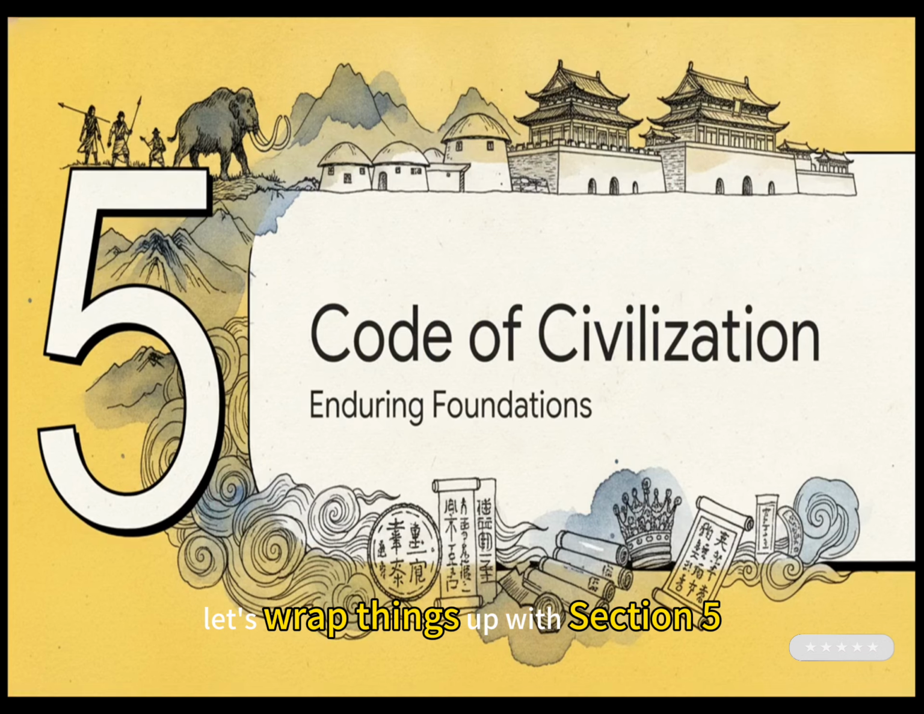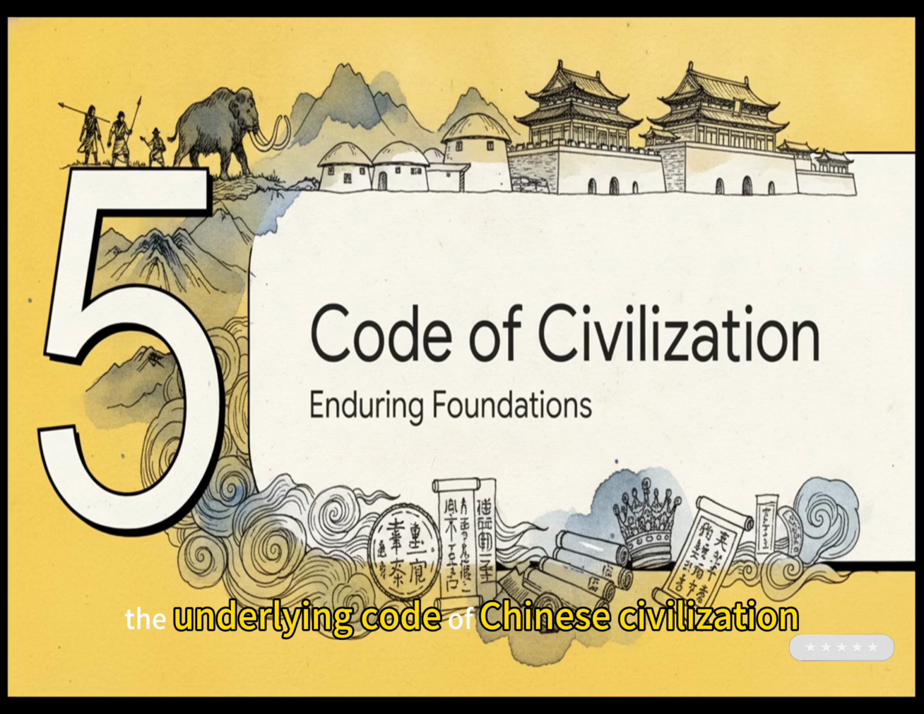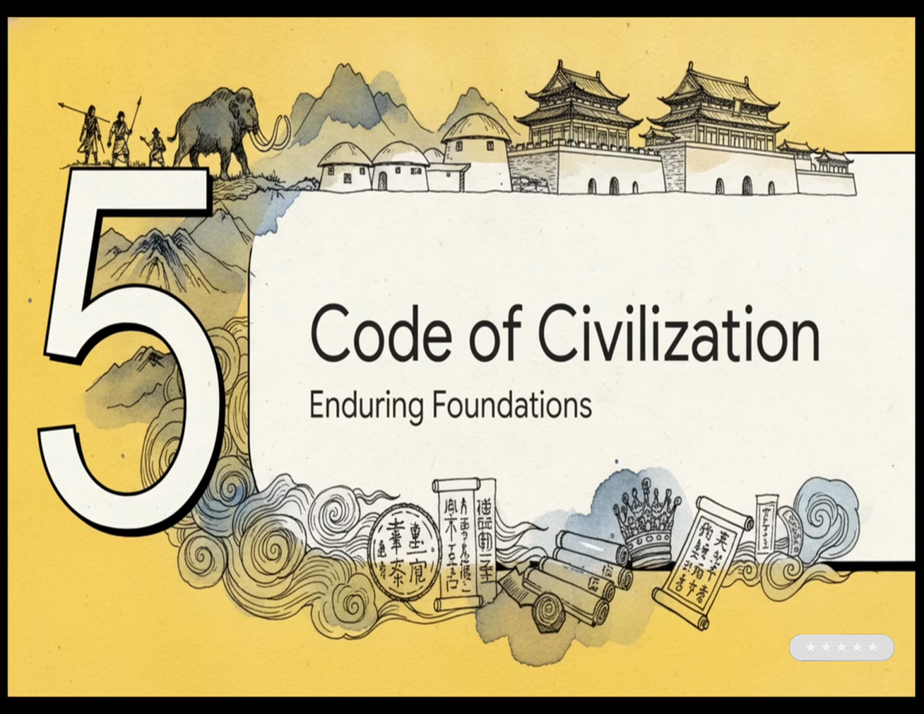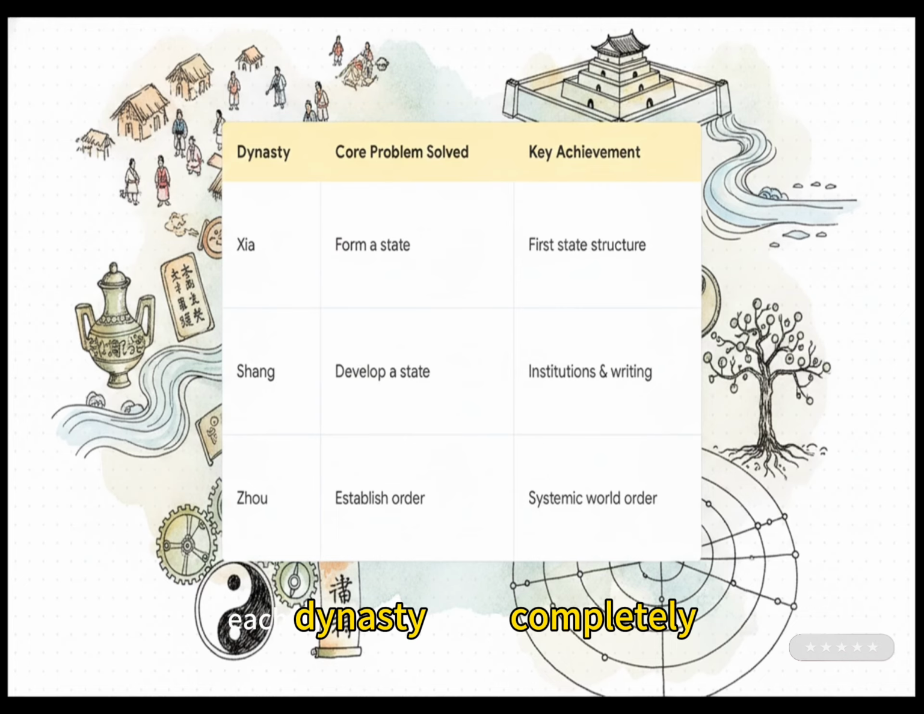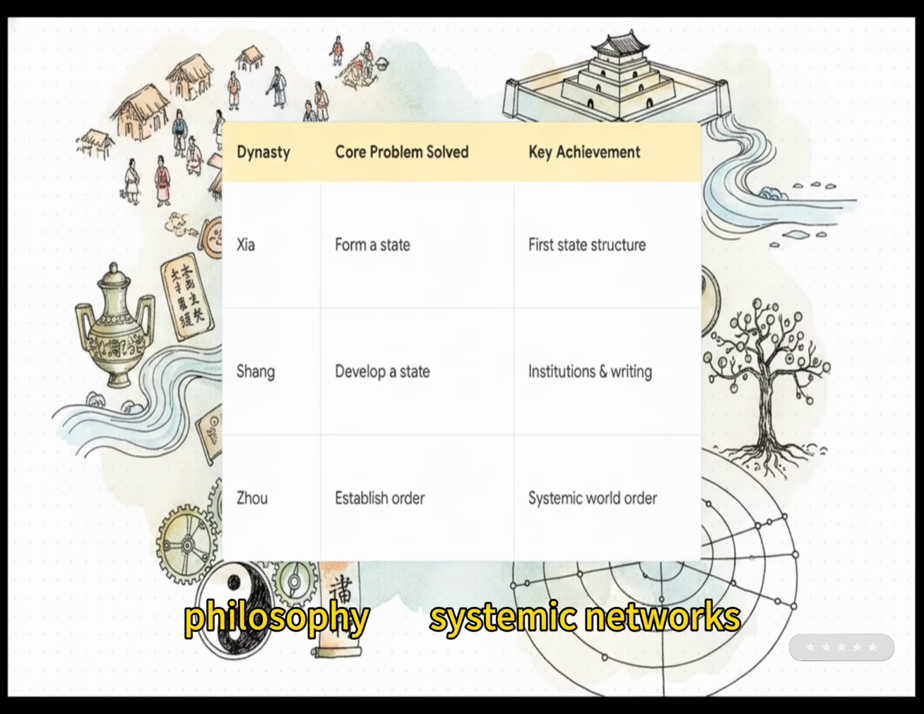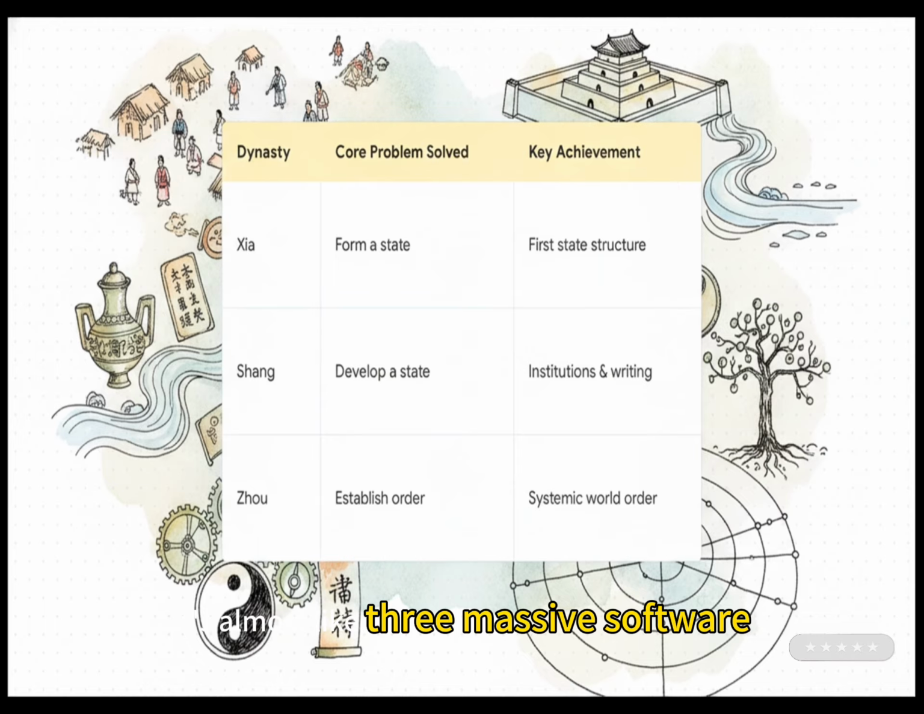Let's wrap things up with Section 5, the underlying code of Chinese civilization. If you break it all down, each dynasty was a completely necessary stepping stone. The Xia solved how to form a state out of scattered tribes, giving humanity a structure. The Shang solved how to develop that state, giving us institutions, bronze supply chains, and writing. And finally, the Zhou figured out how to lock it all into a cohesive, manageable order with philosophy and systemic networks. It's almost like 3 massive software updates for early human society.